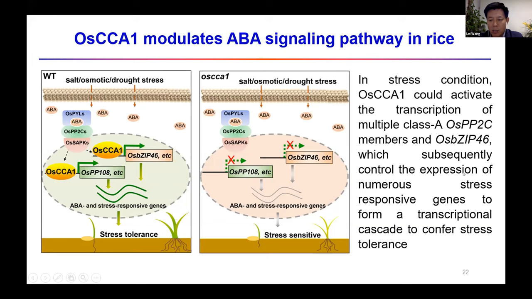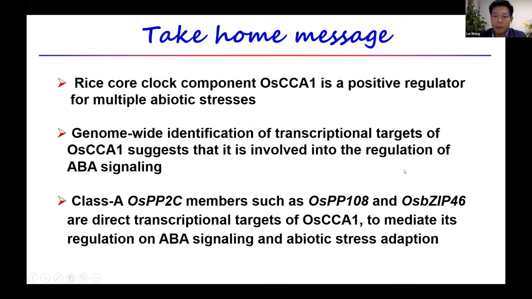So briefly, we have a few messages to share. One, the rice clock component OsCCA1 is a positive regulator for multiple abiotic stresses. Also, our genome-wide identification of transcriptional targets of OsCCA1 suggests it is involved in the regulation of ABA signaling. And OsPP2C members such as OsPP10A and OsbZIP46 are direct targets of OsCCA1 to mediate its regulation of ABA signaling and abiotic stress adaptation.